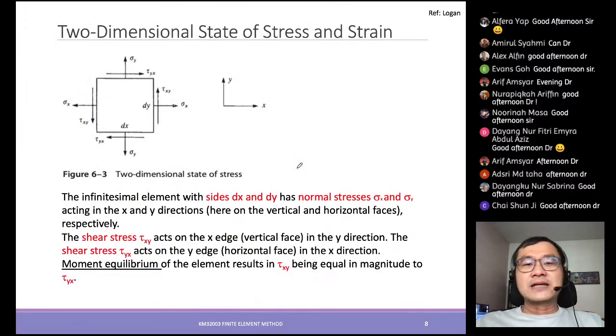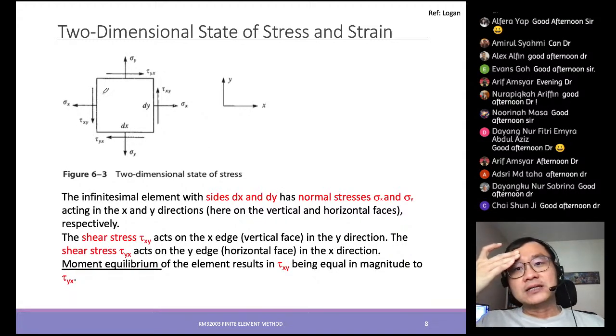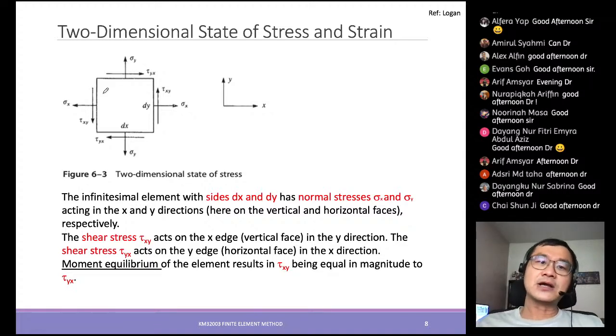So now we will come back to the two-dimensional, or 2D, analysis problem. We will start to define the two-dimensional state of stress and strain. I believe this is a very familiar figure for you from engineering materials, or maybe strength of materials. These are the basics of the material, where we consider the stress that occurs in the elements or in the material itself.